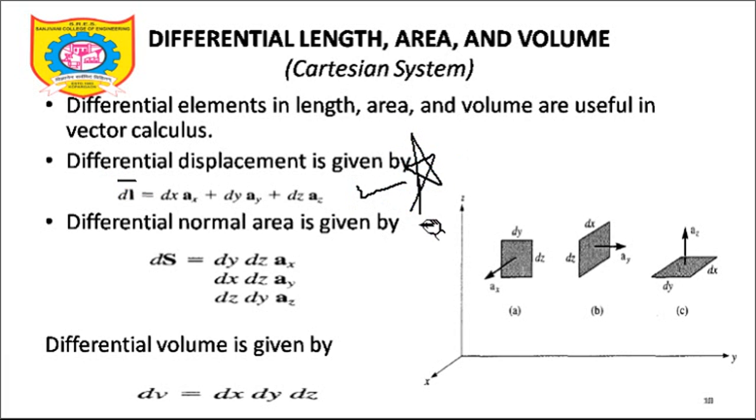So this is important, dl bar. What is dl bar? It is a differential length which can be represented as dx ax bar plus dy ay bar plus dz az bar. Here dx is the coefficient of the x coordinate, dy is the coefficient of the y coordinate, and dz is the coefficient of the z coordinate. Now, as we all know, there are three surfaces. Look at this first surface now. Here z is varying and y is varying, so it must be dy dz.